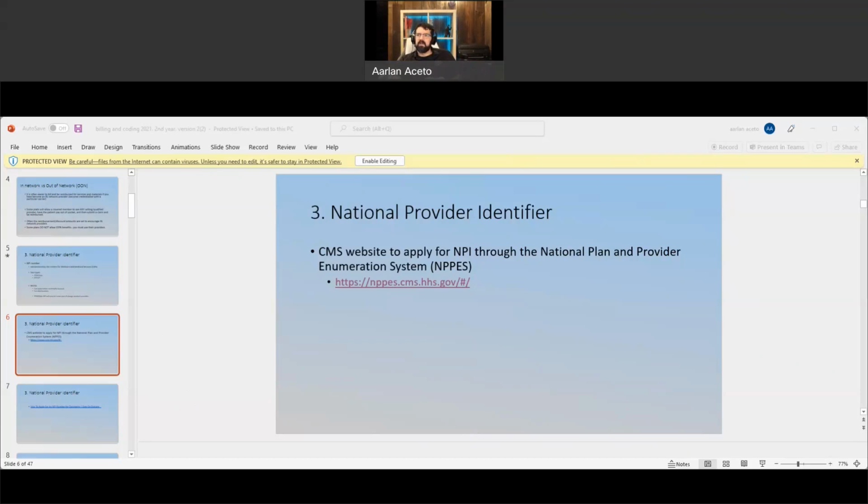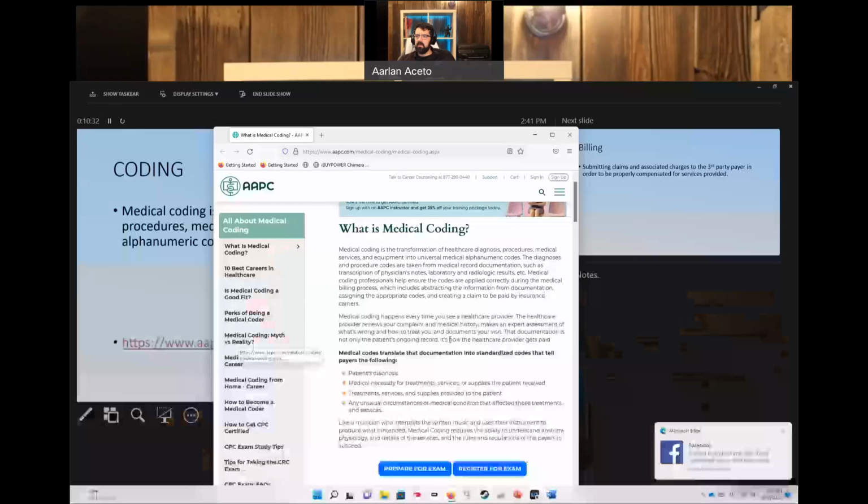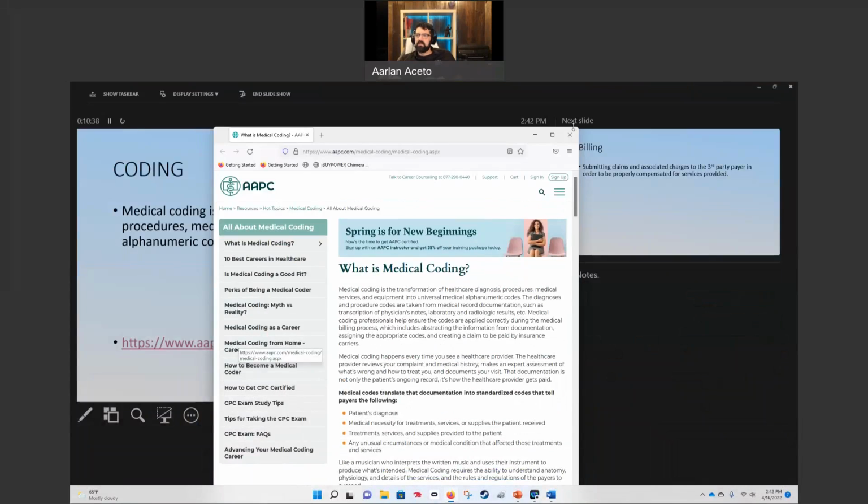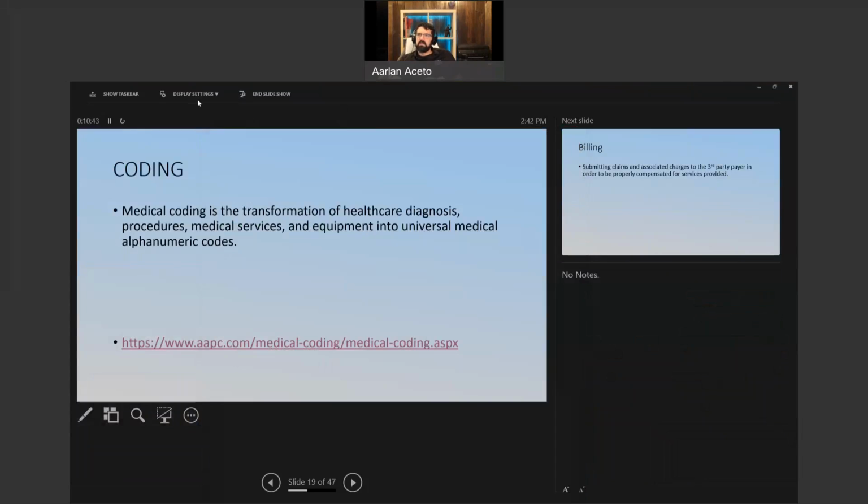Let me actually see if I can stop sharing. I'll share this one, do the whole screen. Here's this article. I think I'm going to skip this if you don't mind. Let me just do this. Display settings.